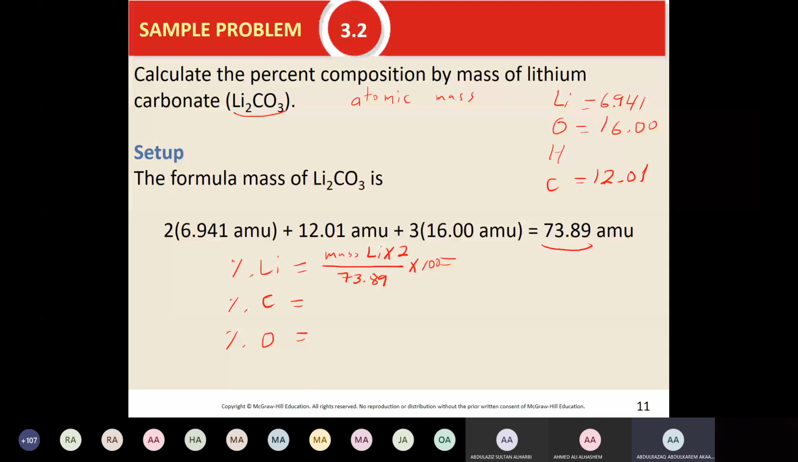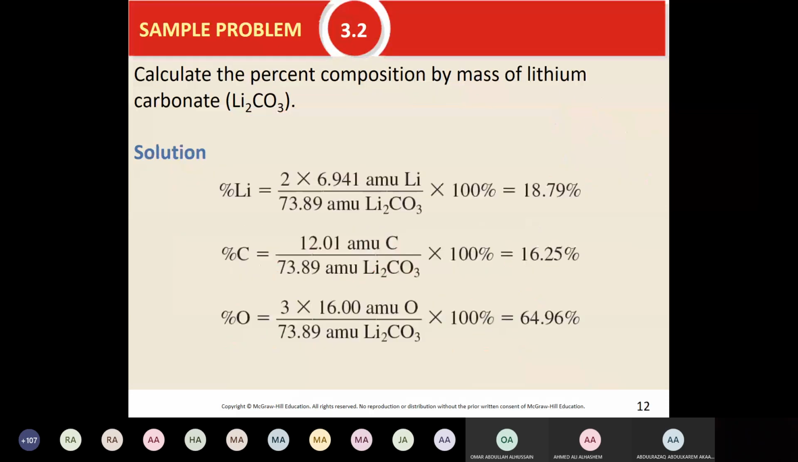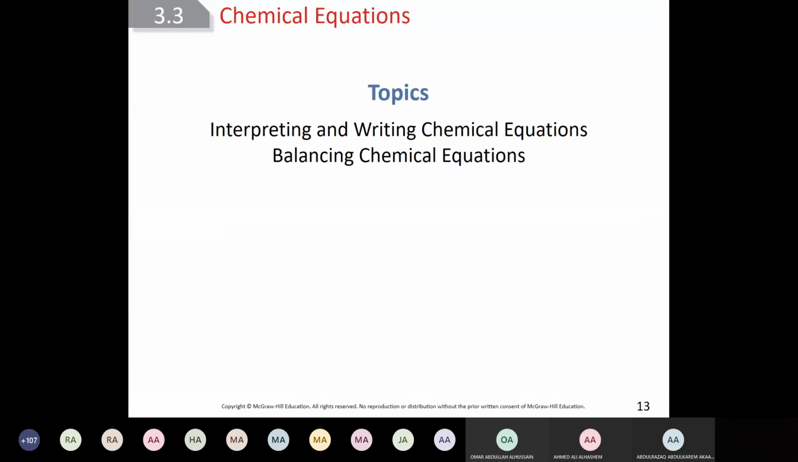Okay, do it for carbon. 16.25. And do it for oxygen. 64.96. And now add them all together. 100. It must be 100. Good? I hope so, and you're absolutely right.